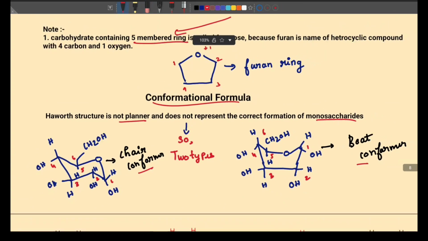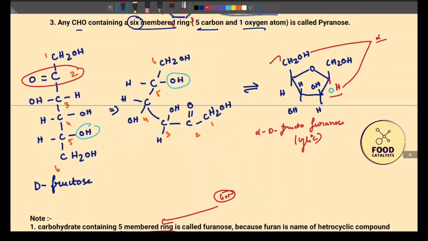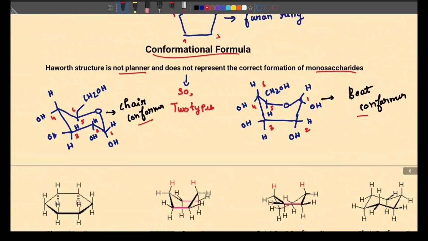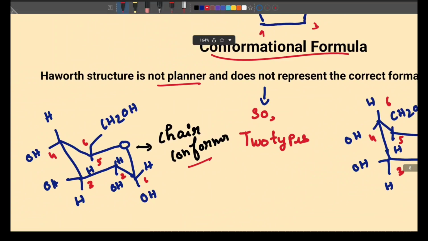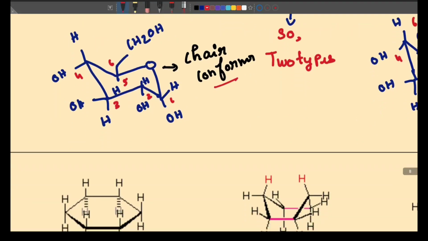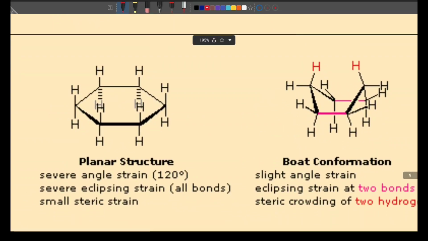This is the boat conformer. Basically they are representing the same cyclic component here, but in such a way that it looks like a boat, or this looks like a chair. But why do we represent this in a different manner? I will explain. This is a planar structure which we have seen earlier. As you can see, these groups are actually interfering with one another, right?